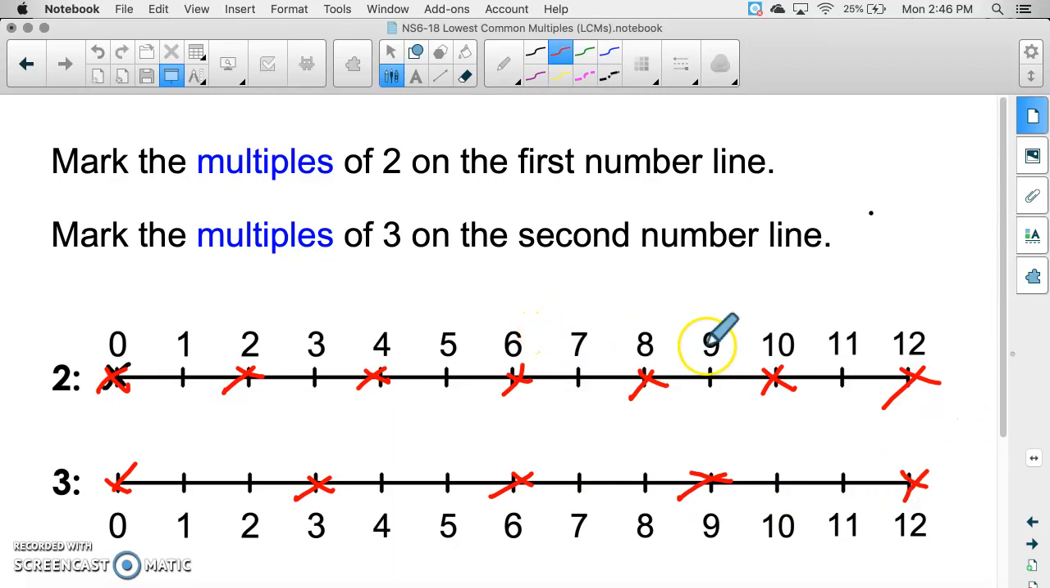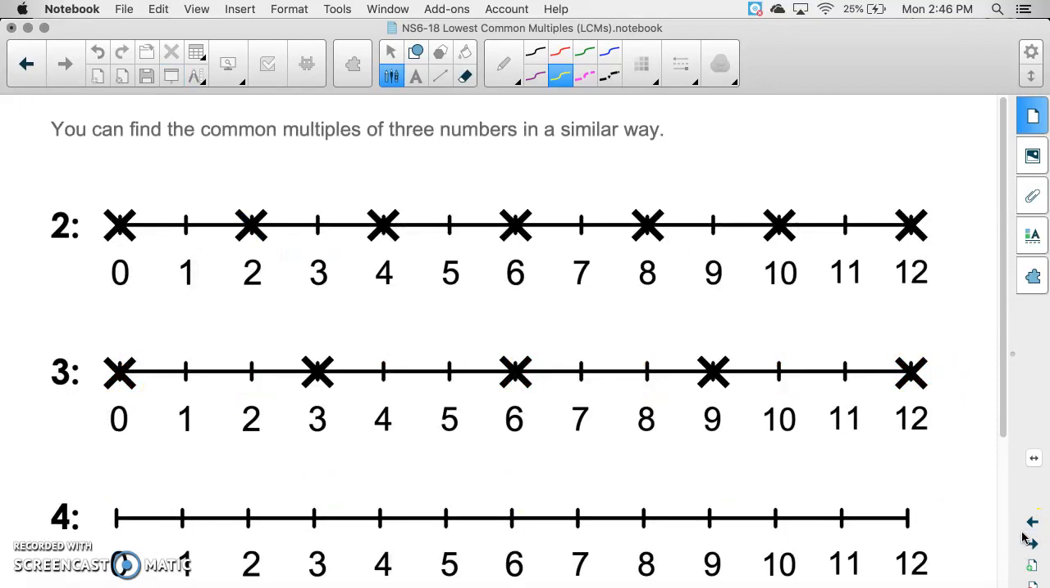Which numbers are multiples of both 2 and 3? So you're looking for the numbers that have an X in both the same spots on the number lines. So we can see that 0 is a multiple of 2 and 3. So is 6 a multiple of 2 and 3, and so is 12. There are X's on both of those spots on the number line.